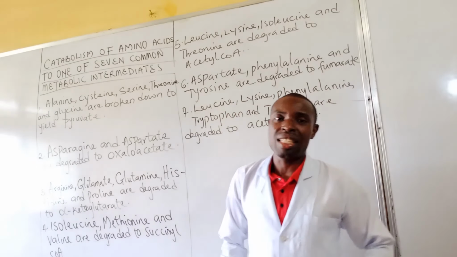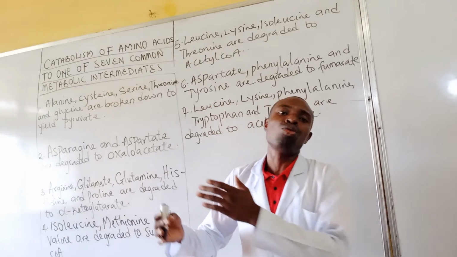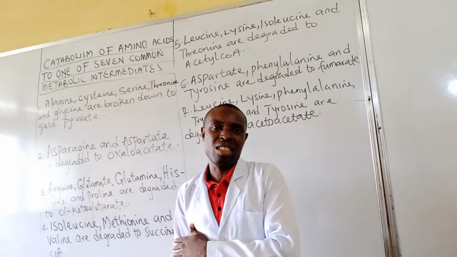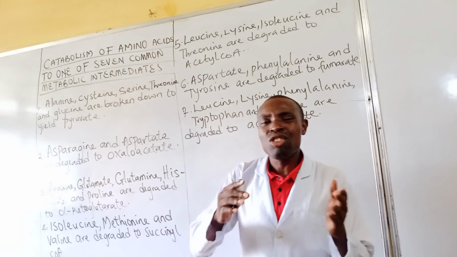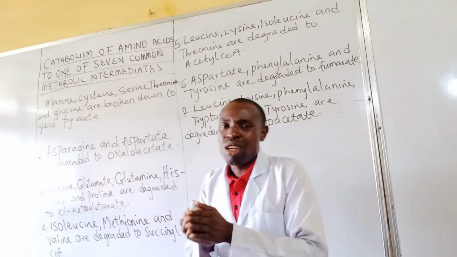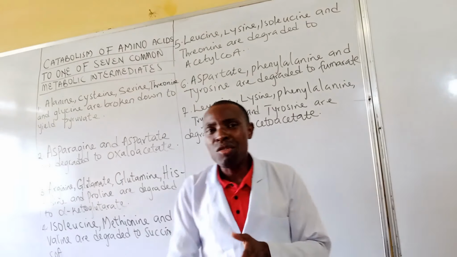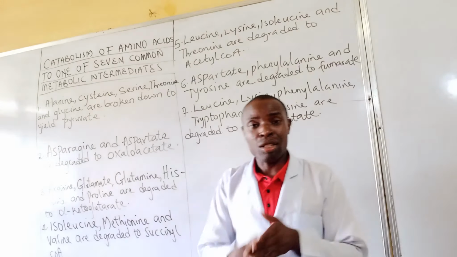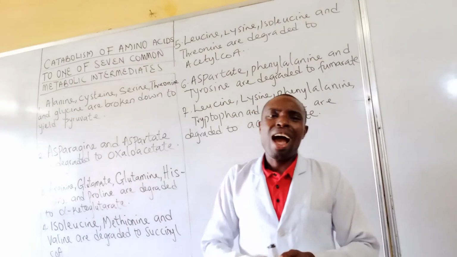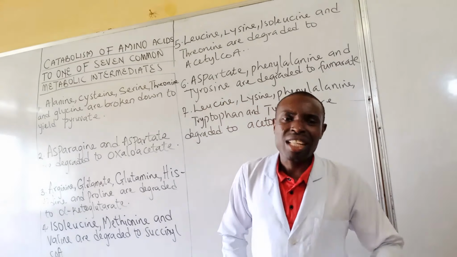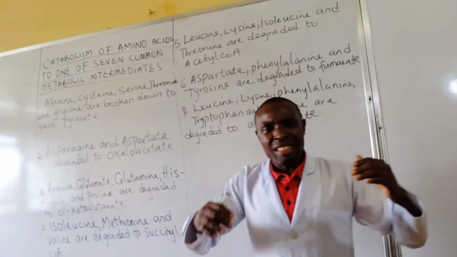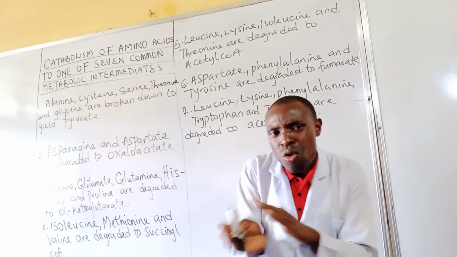Today we'll be working on a very interesting video, which is a continuation of our previous video talking about amino acid catabolism. We said that amino acids are divided into two groups, the glucogenic and the ketogenic amino acids, and that all amino acids fall into one of the seven metabolic intermediates, talking about fumarate, pyruvate, succinyl-CoA, acetoacetate, acetyl-CoA, oxaloacetate, and the likes of it.